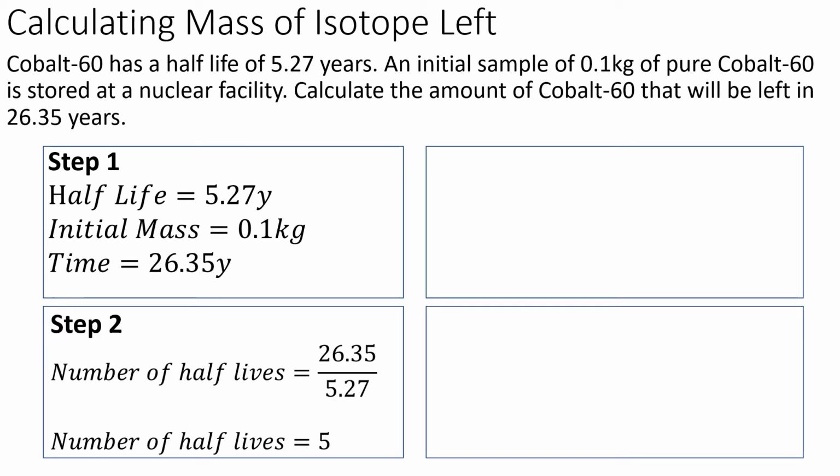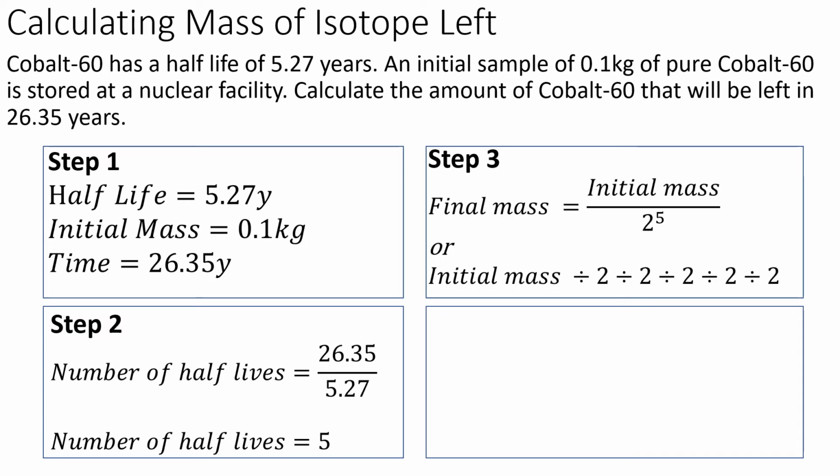So the number of half-lives is 26.35 years divided by 5.27, where 5.27 is the half-life. So the number of half-lives is 5. We've halved that number 5 times. So what we can do next is you can choose.